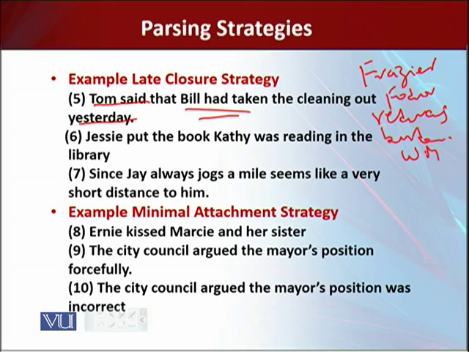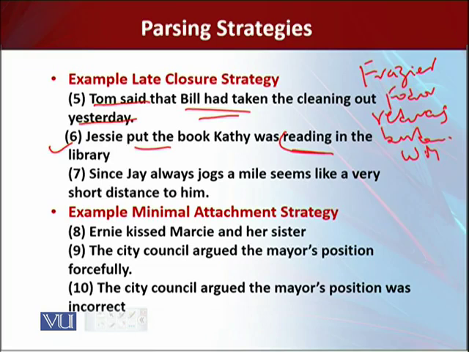interpretation. In another example, here you would see the prepositional phrase in the library could modify either the verb put or the verb reading. Now we tend to prefer attaching the prepositional phrase to the later verb. Again, we see that Chase put the book Kathy was reading in the library.